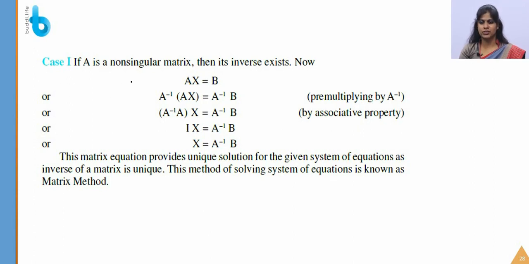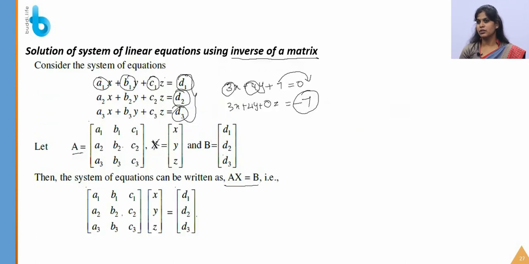Now, there are 2 cases in solving this. If A is a non-singular matrix, why are we finding whether a matrix is singular or not? Because we are solving by the matrix inverse method. If A is a non-singular matrix, then its inverse exists. So first of all you should check whether the matrix is singular or non-singular. If it is non-singular, then its inverse will definitely exist.